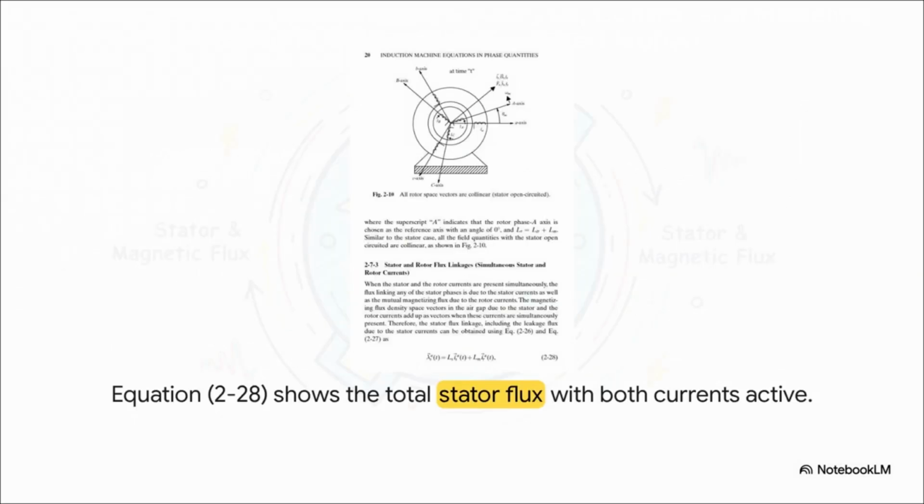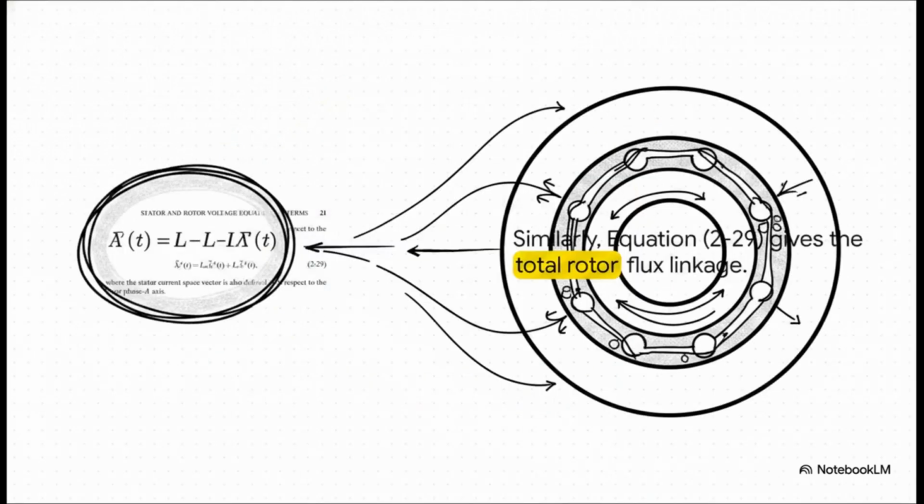This interaction is the heart and soul of how the motor works. And this leads us to the grand finale for the stator. Here is the complete equation. Now look closely. The first part is exactly what we had before, the stator's own leakage and magnetizing flux. But look at that new term added on the end. That's the mutual flux. That is the flux from the rotor's current reaching across the air gap and linking up with the stator. This is the coupling, this is how the two halves of the machine actually talk to each other.